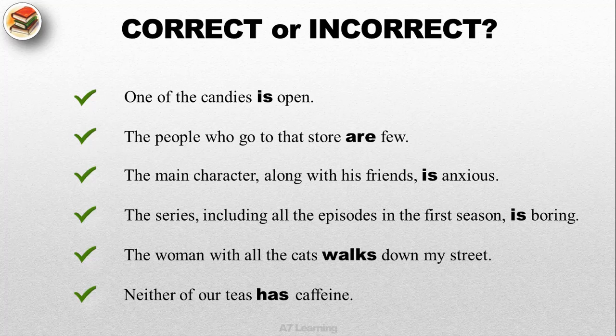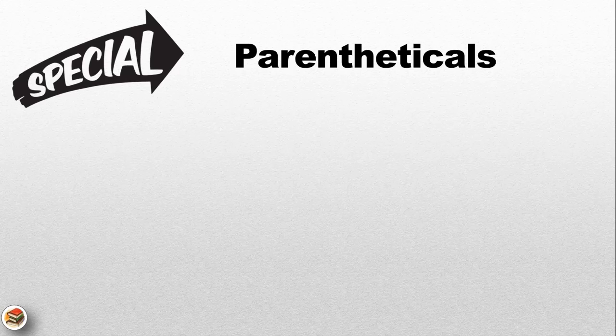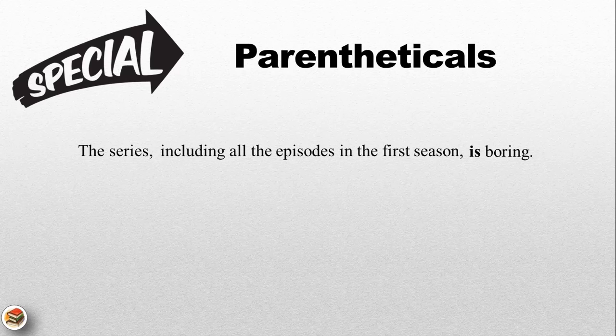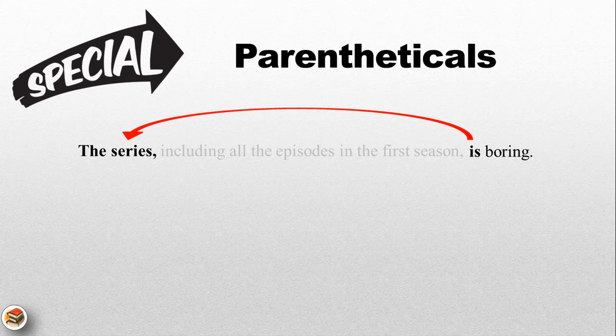These are all correct. Some of them sound like they're wrong, and that's mainly because they're likely a special case. So in some cases, when we use information parenthetically, even if we don't use the parentheses, we still ignore that in the subject-verb agreement rule. So the series, including all the episodes in the first season, is boring. So including all the episodes in the first season is parenthetical information. And even though we say episodes there, we're talking about the series as a whole. So the series is boring.